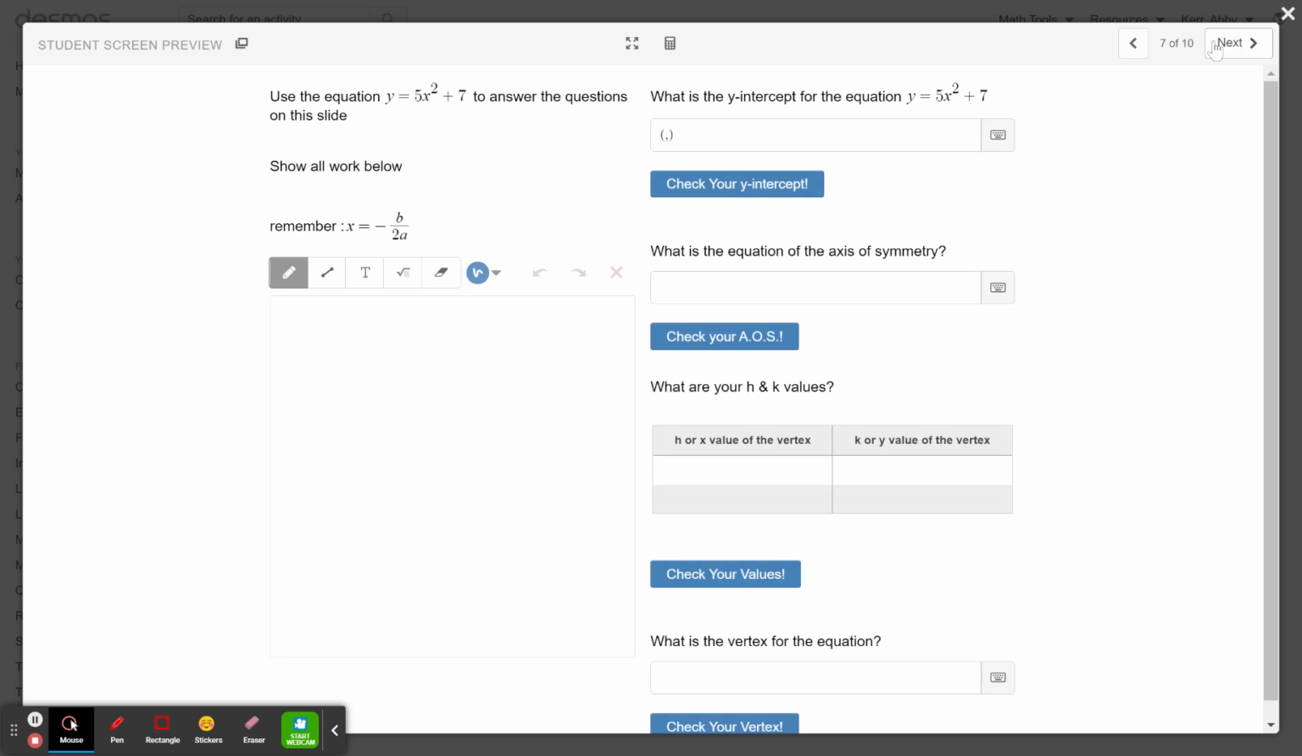All right, this one's a little tricky. I recommend writing it out. A is next to your x squared. B is next to your x. Since there is no x, your B is 0, and then your C is 7. So I'm going to go ahead and do my y-intercept real quick.